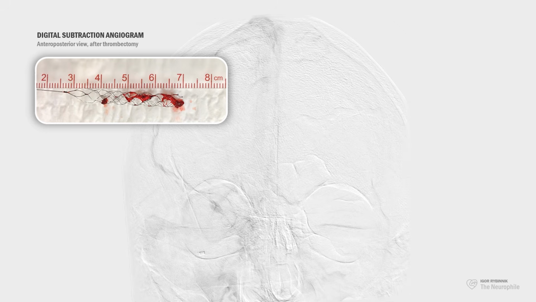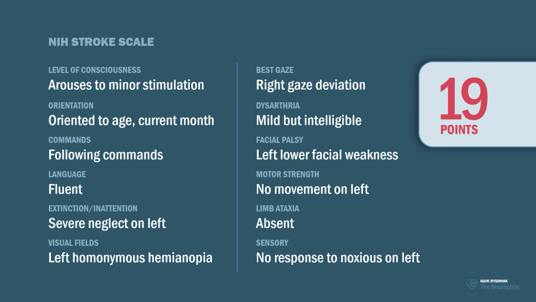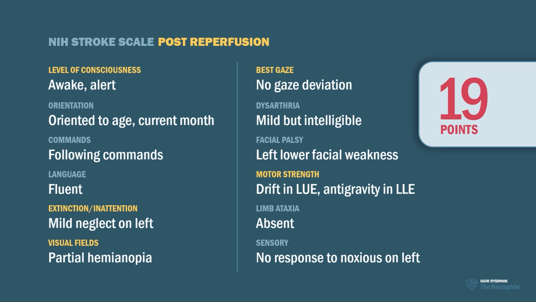And this is the clot that the retrievable stent device fished out. Who knew that such a little clot could cause so much trouble? What's next? Let's re-examine the patient after thrombectomy. He's awake and alert. Neglect has improved, and he now recognizes his left arm as his own. Visual field cut is now partial. Gaze deviation has resolved. His strength has improved. Instead of complete paralysis, there is a drift in his left arm and some effort against gravity in the left leg. Sensory deficits have improved as well. NIH stroke scale score went from 19 to 8.